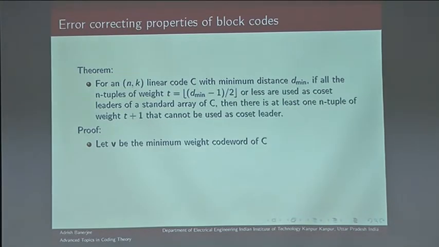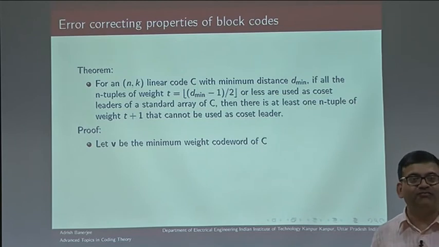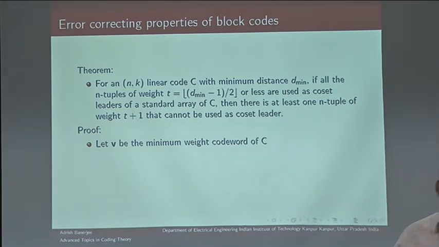The next result is similar: if I have an error correcting code whose minimum distance is d min, and all n tuples of weight t or less are used as coset leaders, then there is at least one n tuple whose weight is t plus 1 that cannot be a coset leader. So this result effectively shows that I cannot correct error patterns of weight t plus 1.